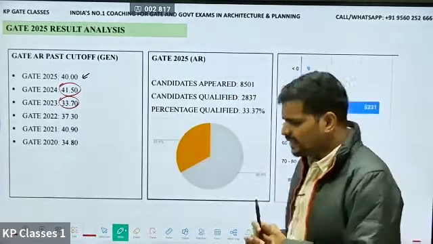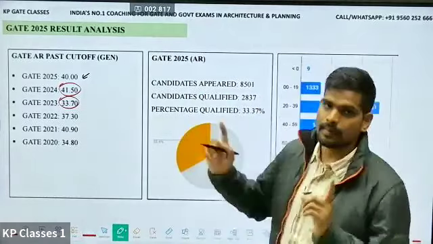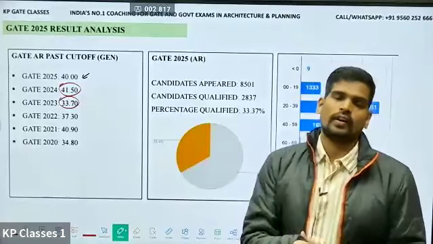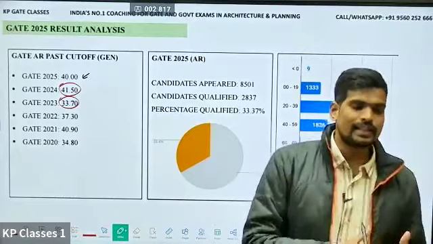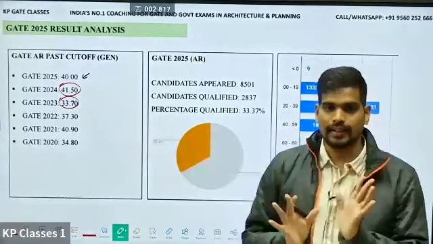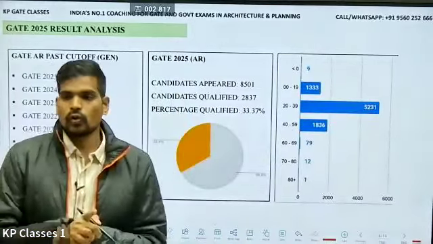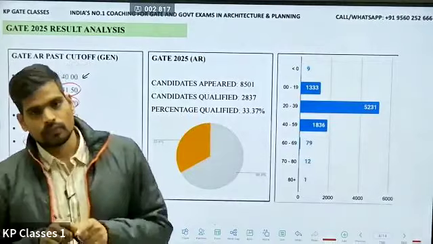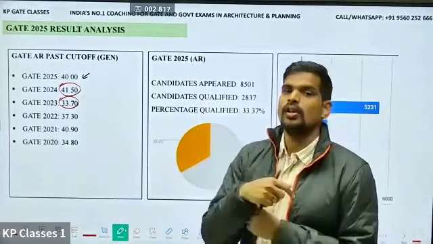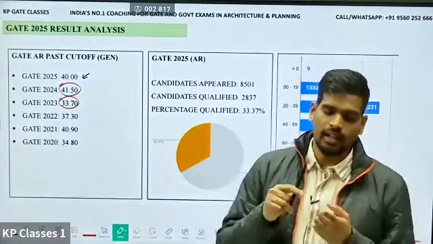Now, is it sufficient to just have a passing? Only if you cross this cutoff, and remember these are the cutoffs for the general category, the open category. If you are from any reserved category like OBC or SC or ST, the cutoff will be slightly lower. However, only if you cross this cutoff you will get the scorecard. Otherwise you will not be given a rank and a scorecard through which you can take admission, or you can get into PSU.